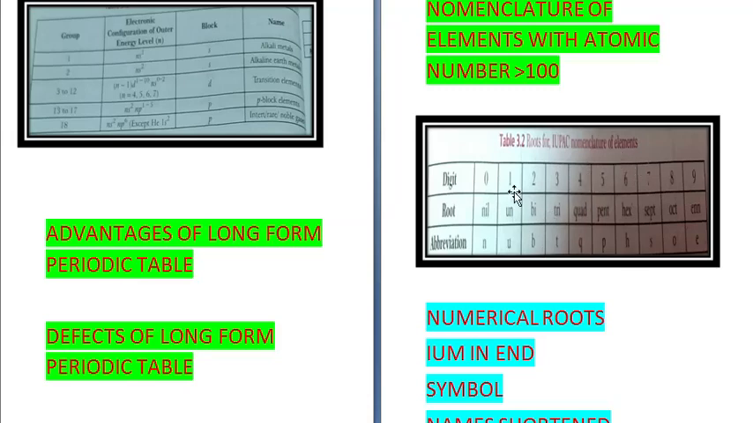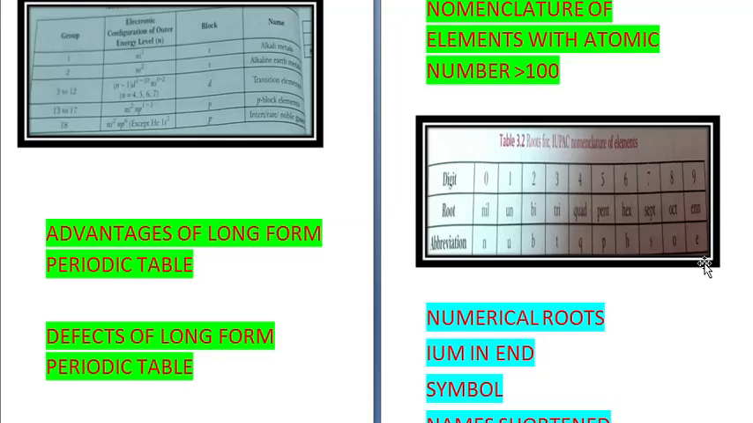Like if you see, for 0 the numerical root is nil, abbreviation n. For 1 it is un, abbreviation u. For 2, bi, abbreviation b. For 3, tri, abbreviation t, and so on. 4, quad, 5, pent, 6, hex, 7, hept, 8, oct, and for 9, enn, abbreviation e. So these are the numerical roots.